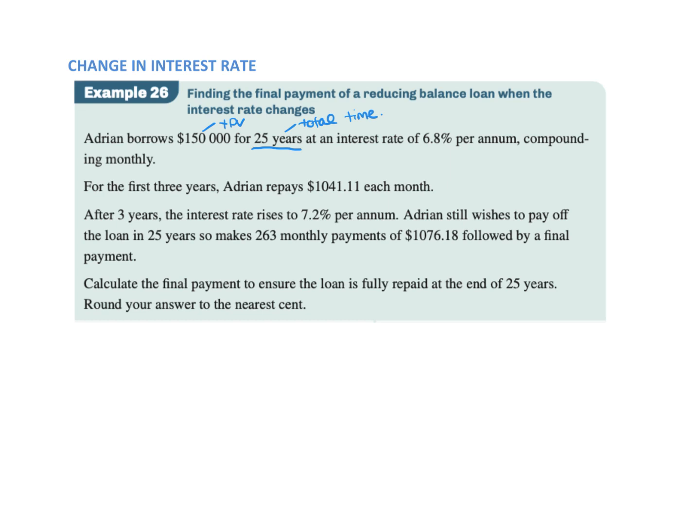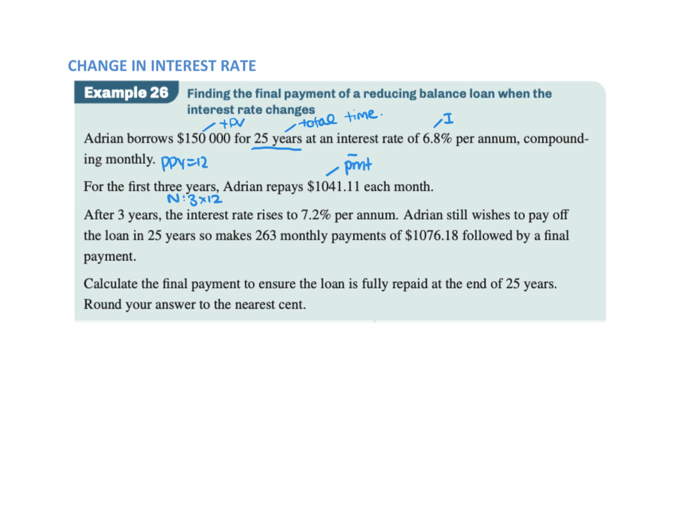It has an interest rate of 6.8, so that would be I, compounding monthly. This means PPY is 12 in Finance Solver. For the first 3 years, Adrian makes payments. Because he borrowed it, remember payments will be a negative number because he's giving it back to the bank. And this was 3 years, so I like to put underneath, N would be 3 times 12 because it's monthly.